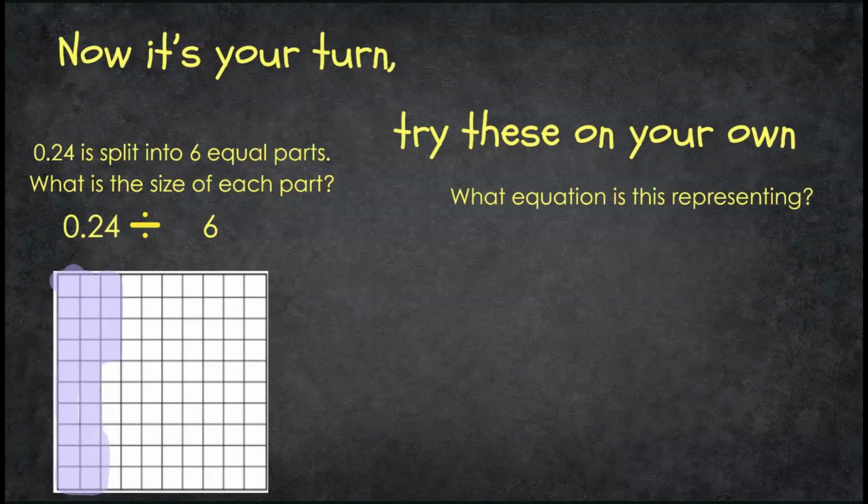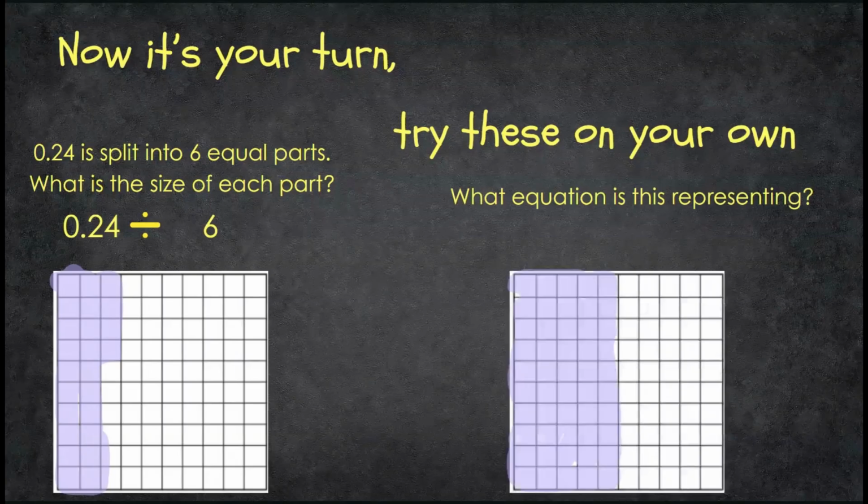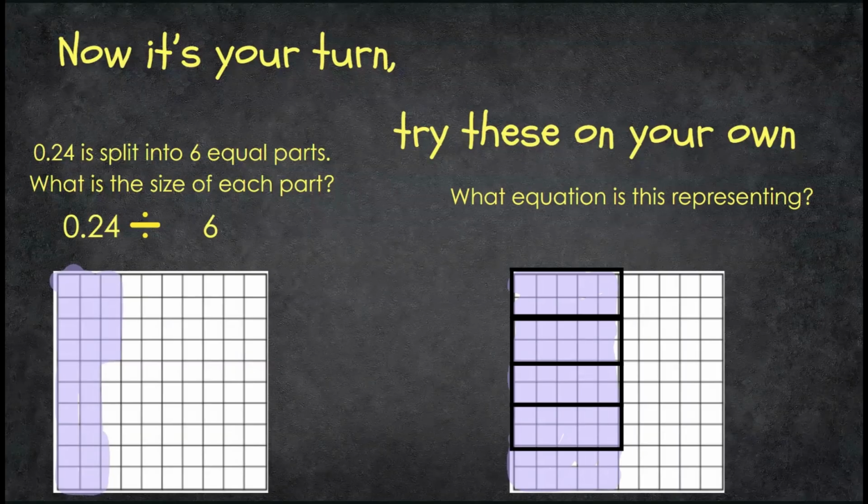And then the second problem I want you to think about is, I'm going to give you a model that's already been split into groups, and your job is to figure out what equation this is representing. So look at how much is filled in, look at how many groups there are, and then decide what the size of the groups are, and then see if you can write the equation that this is representing. Go ahead and pause the video and see if you can work on these 2 problems on your own. And then when you're done, unpause it and I'll walk you through the process.